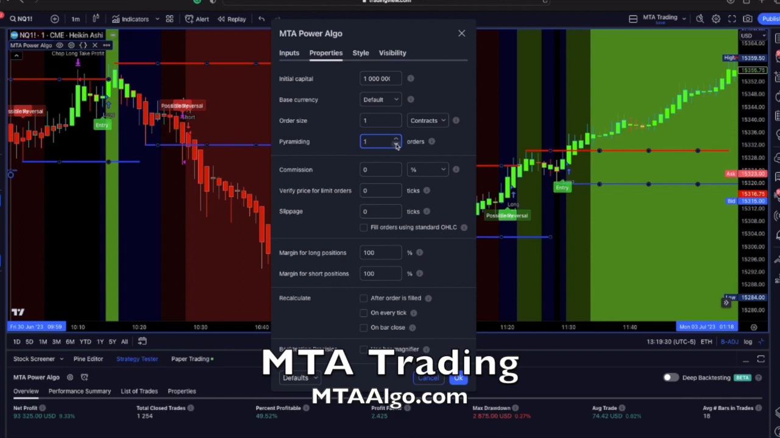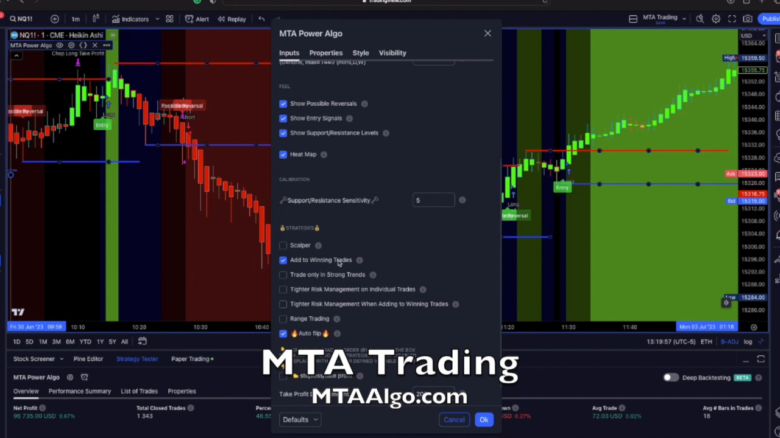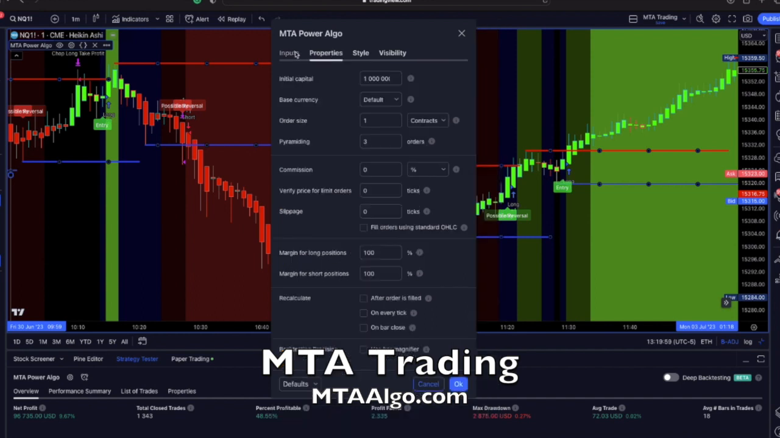You can see the net P&L went up quite a bit from 69K to 93K. Keep going up, and we just calibrate it to get the best possible results every single time. Okay, and you can see right there about 3 is kind of where it started to flatten out. And just a reminder, when you have add to winning trades turned on, it will not do anything unless you adjust the pyramiding right here, okay?